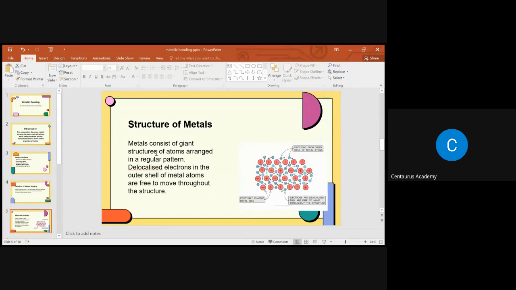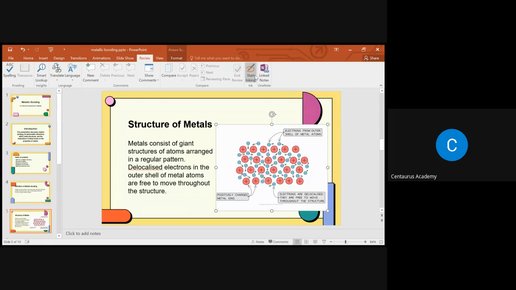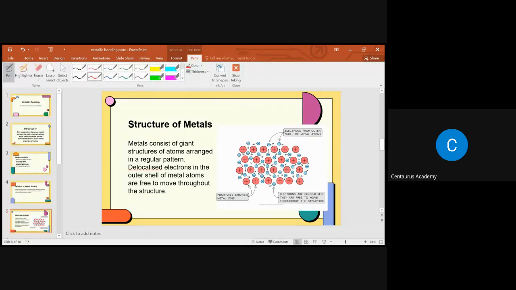Okay, so metals basically consist of giant structures of atoms which are arranged in a regular pattern. Okay, and these are positively charged cations. If you look into this structure, positively charged cations are present, since the metal atoms tend to form positively charged ions. Hence they have a tendency to lose electrons. Whenever each atom loses its own electron, they form a sea of delocalized electrons.